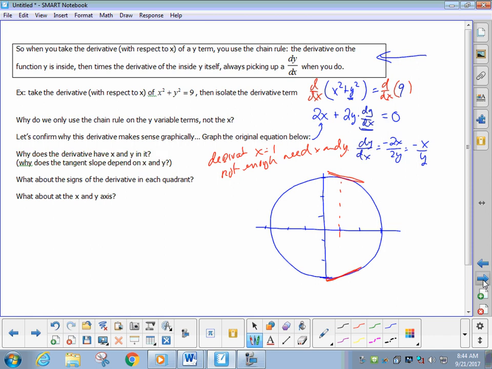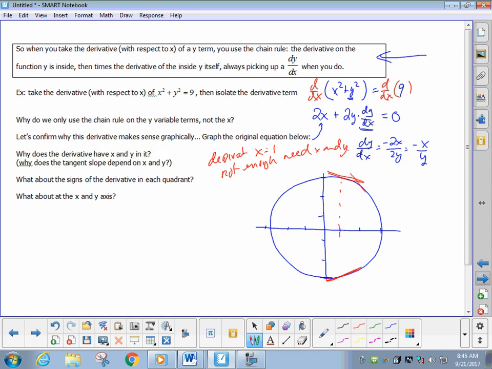So for example, if I told you, oh, I want it at 1, square root of 8, then you'd say, oh, you mean at that point, oh, I can find the derivative. Right? So it makes sense that the derivative would depend on x and y, because to find a slope at just x or just y wouldn't be enough information. I need both. Okay?